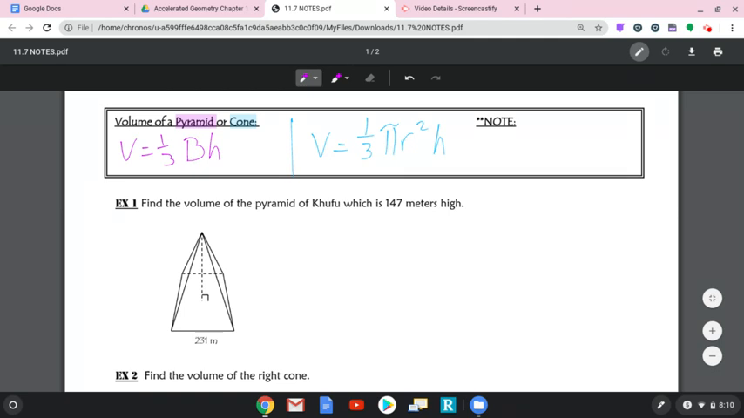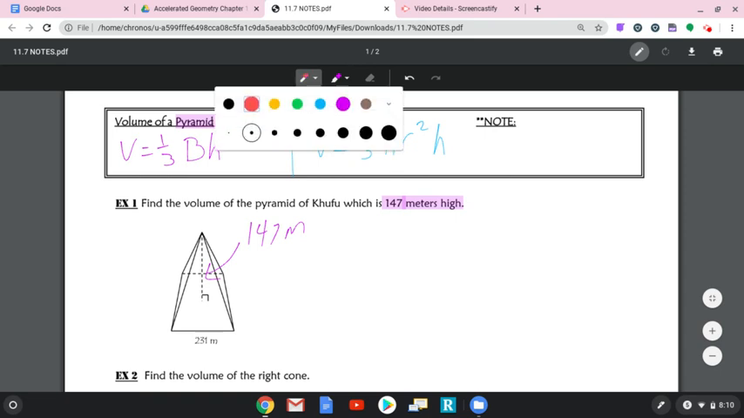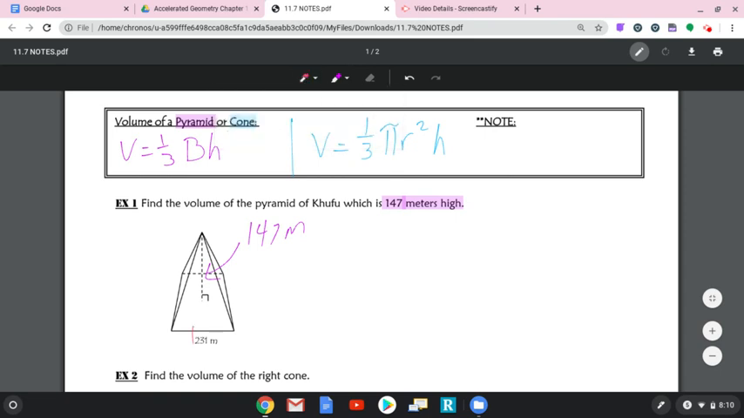So let's take a look down here. Okay, so we're talking about a volume of a pyramid that is 147 meters high. So that represents my height right there. That is 147 meters. Now, this is going to be a square pyramid. So in this case, I'm just going to add some tick marks so that we see that. This is a square pyramid down there.